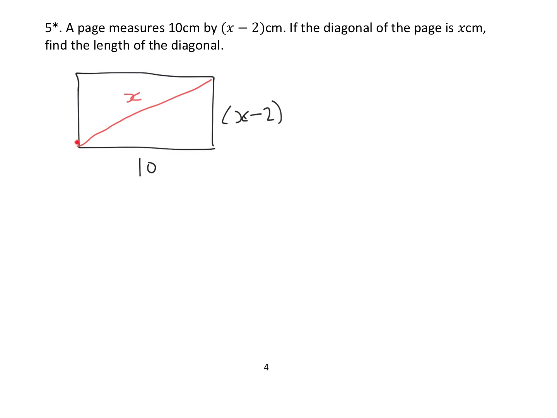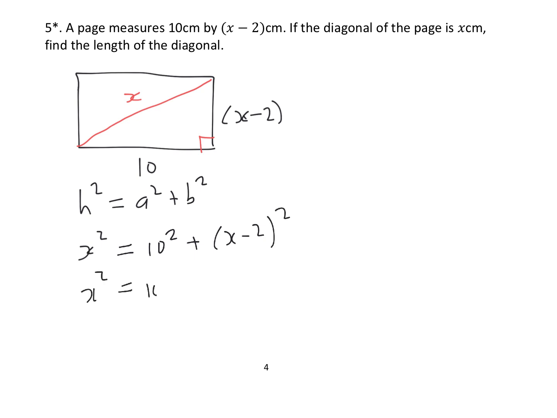So when you draw a diagonal in, you've cut the rectangle in half. So this here would be 90 degrees. So we can then say that we've got a right angle triangle, so Pythagoras' theorem can be applied. The hypotenuse squared is x squared, the longest one, opposite the right angle. That equals 10 squared, one of the short sides, and x minus 2 squared, the other short side. That's x squared equals 100 plus x minus 2 squared, which means multiplying x minus 2 by itself.